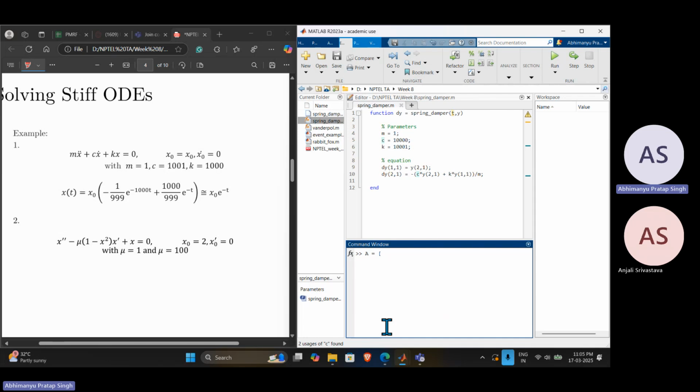So for this, our A matrix is 0, 1, minus K by M, so minus 1000, and the other term is minus C by M, so minus 1001. Fine. If I calculate the eigenvalues of this matrix, one of the eigenvalues is minus 1 and the other one is minus 1000. So the stiffness ratio is very high, it's 1000. Okay. So we can get a true solution as this.